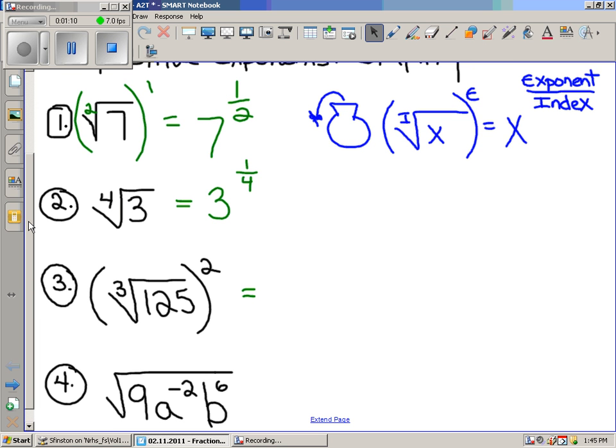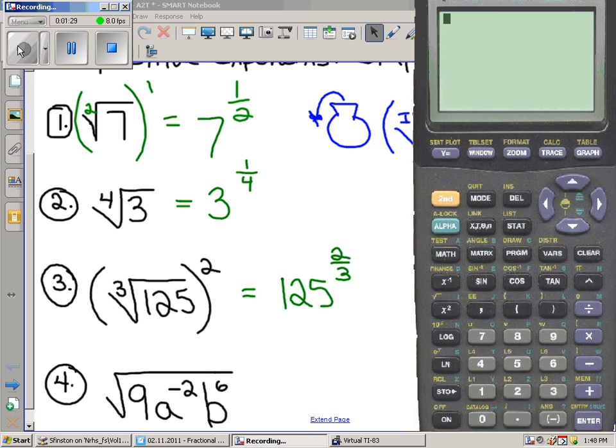So let's do this. Any ideas? Yeah, it's going to be 125 raised to the 2/3 power. And I want you to plug that into your calculator. Okay. Everybody now has a calculator. Now we got to learn how to plug this into the calculator.